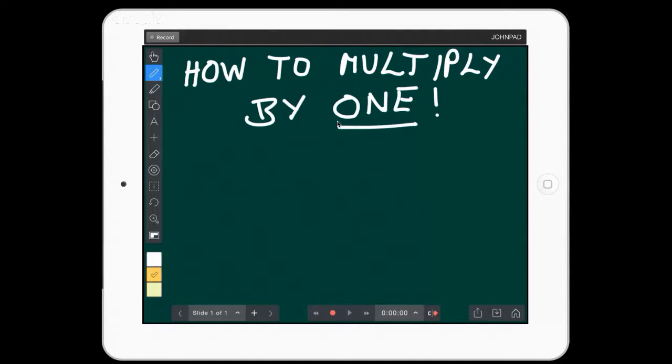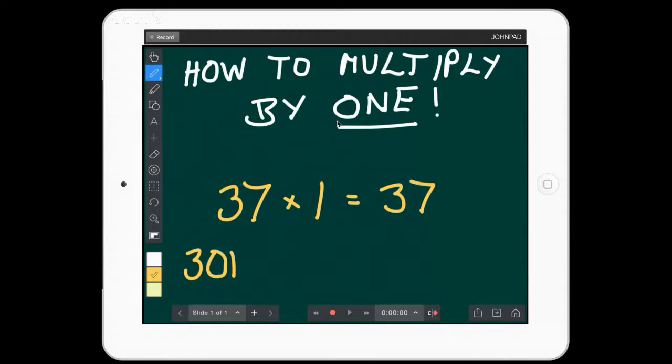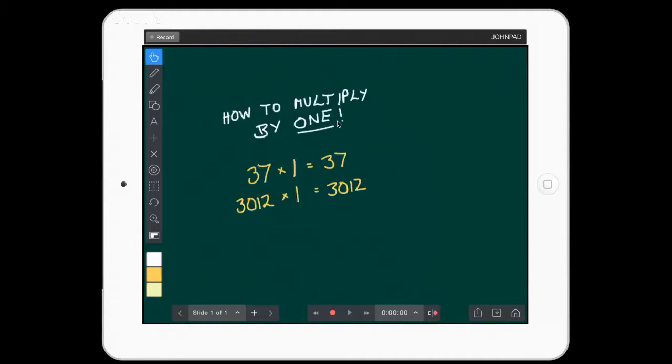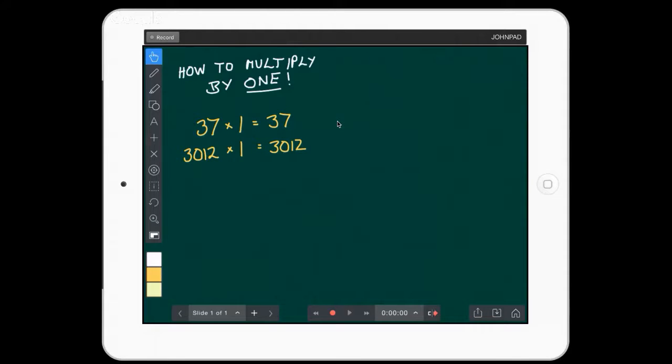Everybody knows, I'm sure, that if you take 37 and you multiply by 1, you get what? 37. If you take 3012 and you multiply by 1, you get 3012. This doesn't strike us as particularly profound. But just bear with me a moment.